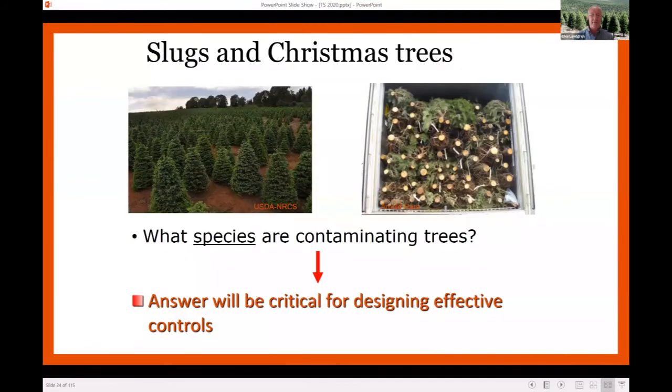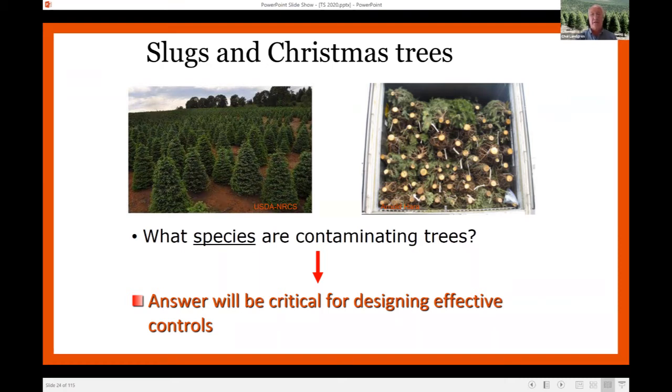So changing topics, we're going to be looking at some work that Rory McDonald's been doing on slugs and Christmas trees. The first question that Rory was asking was, what species are contaminating our trees? We know that a number of export destinations don't want slugs, and one in particular has been Hawaii.